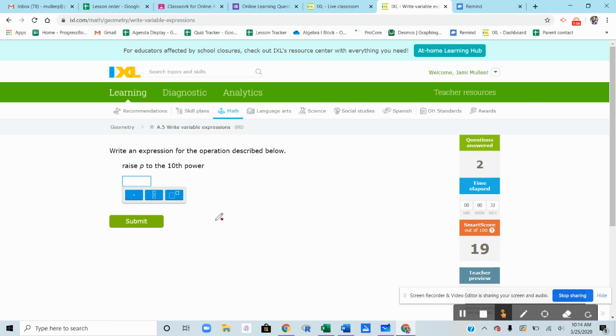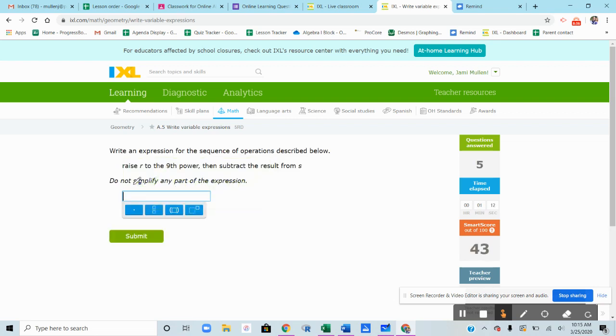Raise P to the 10th power. That's where we have this exponent. So we can click this little exponent button. P is raised to the 10th power. Multiply W by 3. So W, then we're going to multiply it by 3. 10 fewer than V. Here's one of those flip around words, fewer than. So that means we need to flip this 10 and this V. So we're actually going to write V minus 10. 10 fewer than V, flip it around.